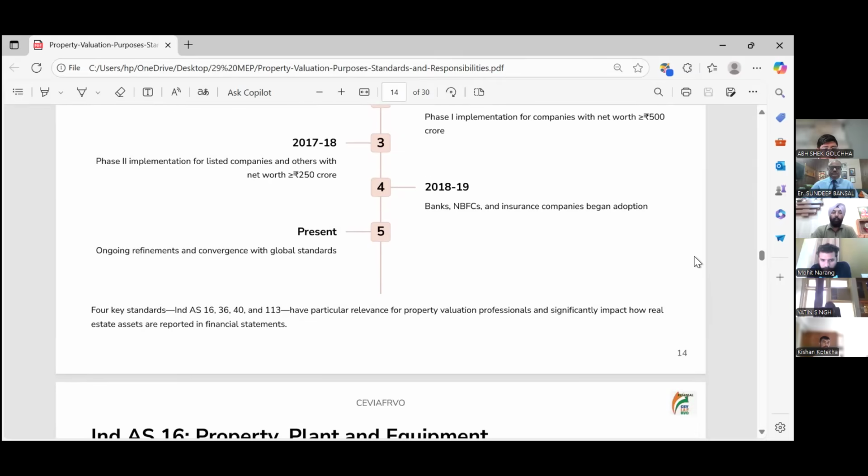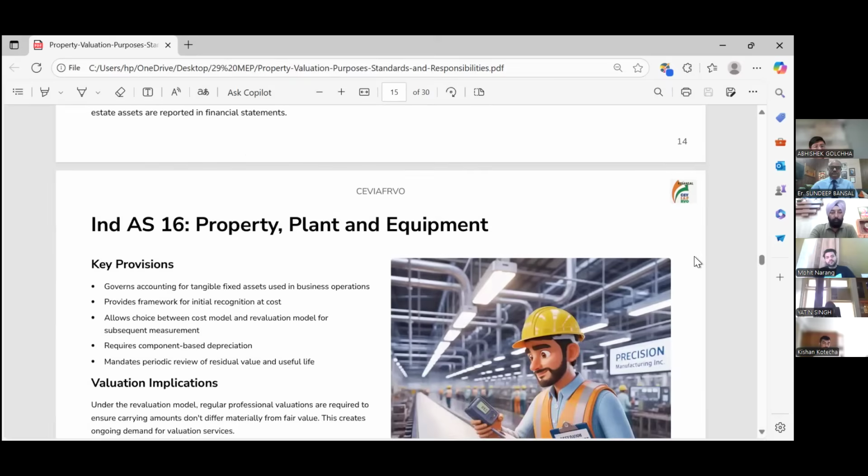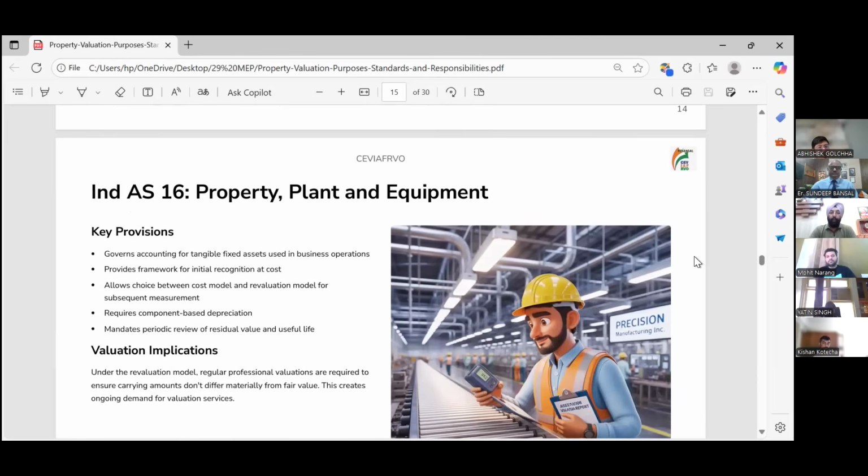So for key valuation standards, you should be conversant with Indian accounting standards AS 16, AS 36, AS 40, and AS 113. As per your syllabus, you have to learn these things. So what is Indian accounting standard AS 16? It is especially for property, plant, and equipment, generally called PPE. So we must know its key provisions.